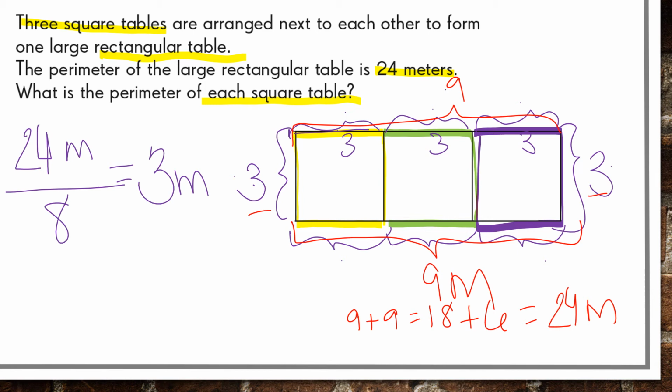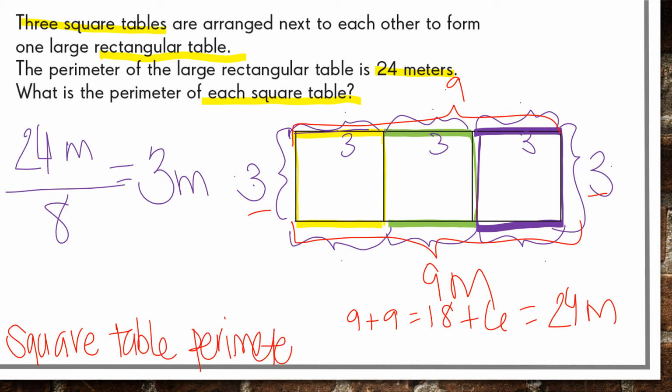So the perimeter, we still aren't done. So I should have written a statement. Square table perimeter is blank meters. So remember, I have 3 on this side, which means I have 3 here, 3 here, and 3 here. So that's 4 groups of 3. So the perimeter of the square is 12.